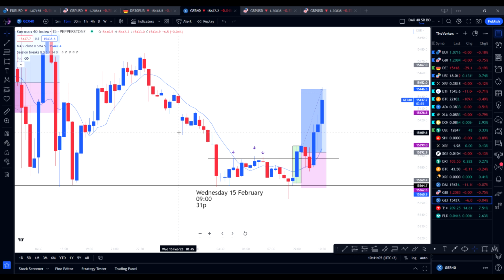I'm the Vortex Trader, and today we are going to go over a trade that I managed to catch literally right now on the DAX 40, scalping the London Open. So let's not waste any time, let's just jump straight into these charts.